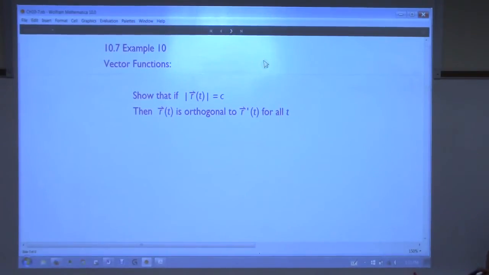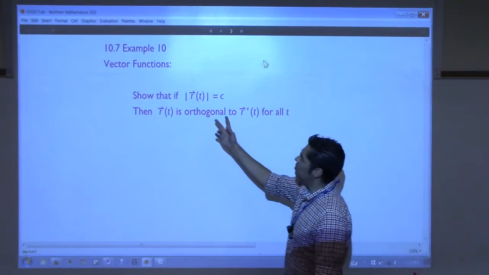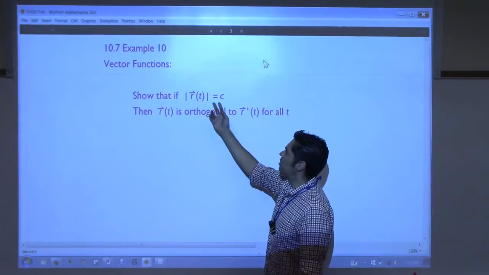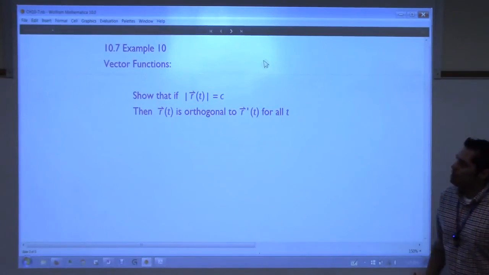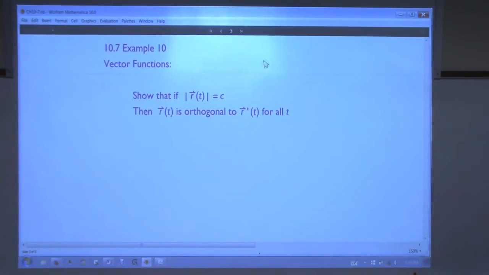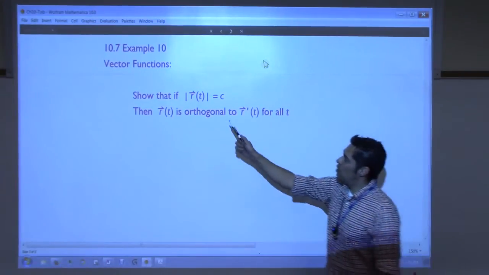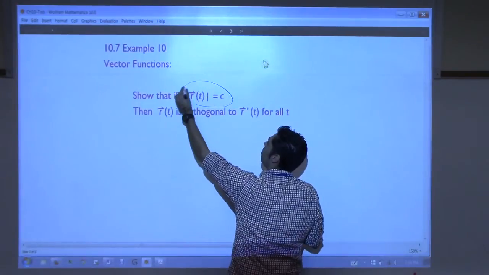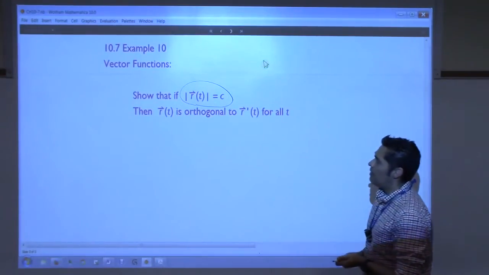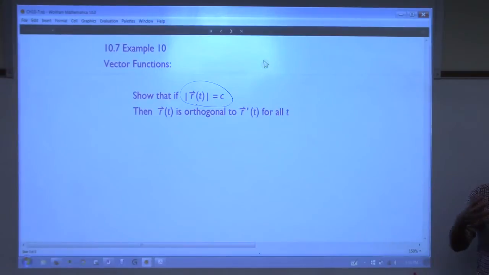This is a weird problem right here. Show that if the magnitude of a vector function is a constant, then again, the vector function is always orthogonal to its derivative. So can anyone tell me what this would look like if I asked you to draw a vector function that had that property? Can someone explain like what that might look like?